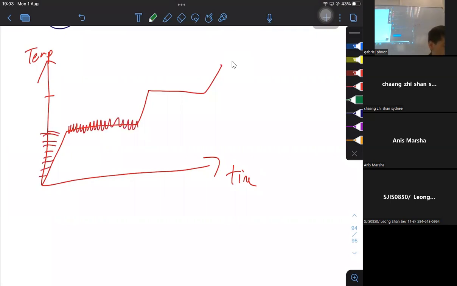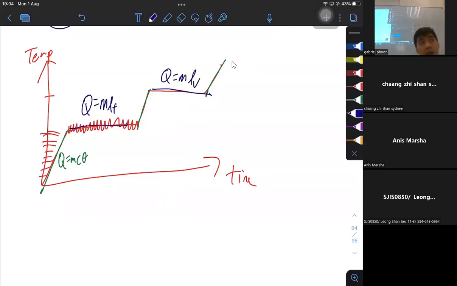Meaning to say, you know how you have always been calculating Q equals to MC theta, right? It is only applicable in this line, and also this line, because there is a change in temperature here. For those that do not change in temperature, which is this line and this line here, you're supposed to use Q equals to MLF or Q equals to MLV. Guys, LF stands for latent heat of fusion. LV stands for latent heat of vaporization.